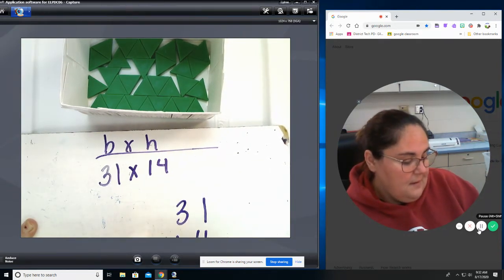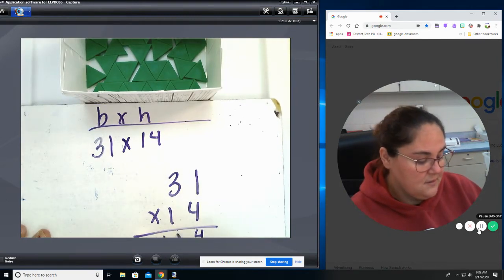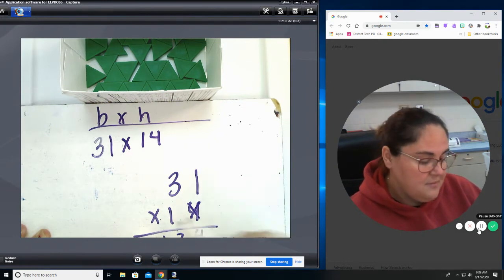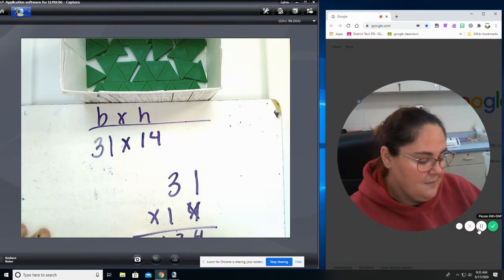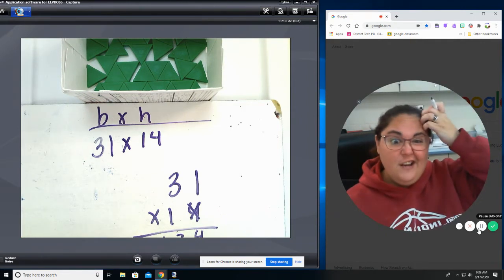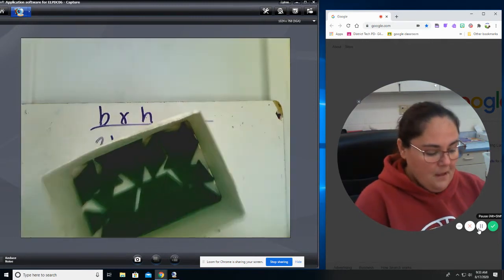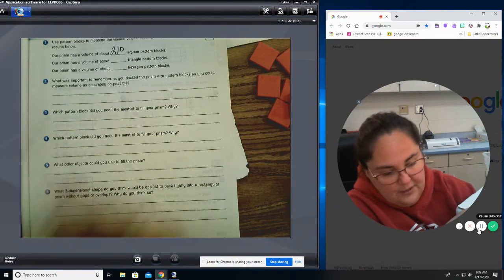All right, 4 times 1 is 4. 4 times 3 is 12. X's and the O's, they haunt me. 1 times 1 is 1. 1 times 3 is 3. And then I'm going to add 4 plus 0 is 4. 2 plus 1 is 3. 1 plus 3 is 4. So 434. That's a lot of little triangle pieces that I don't have. So about 434.